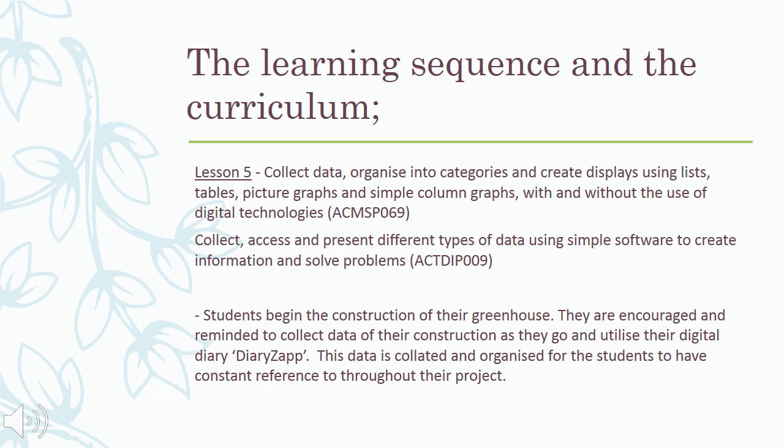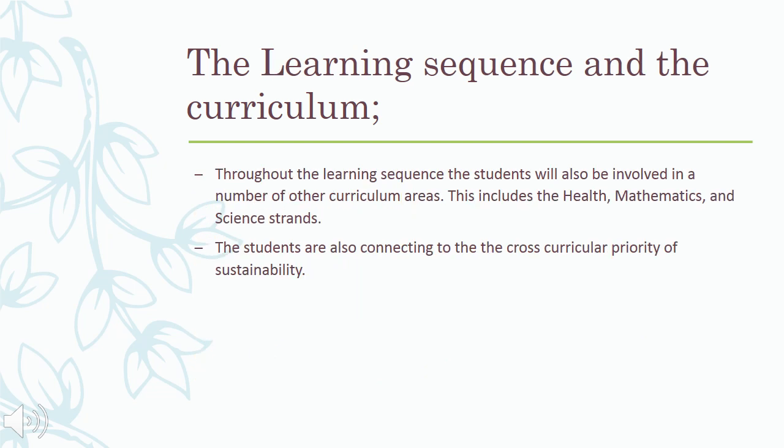Throughout the learning sequence, the students will also be involved in a number of other curriculum areas. This includes the health, mathematics and science strands. The students are also connecting to the cross-curricular priority of sustainability as they are asked to consider modern technologies that can be used in the production of food.